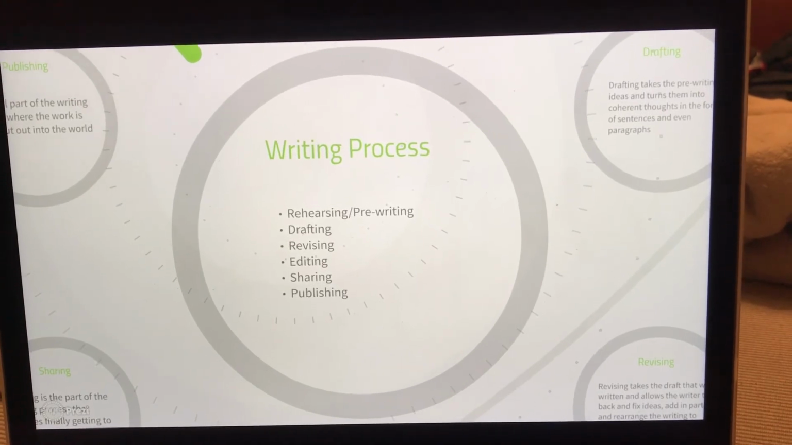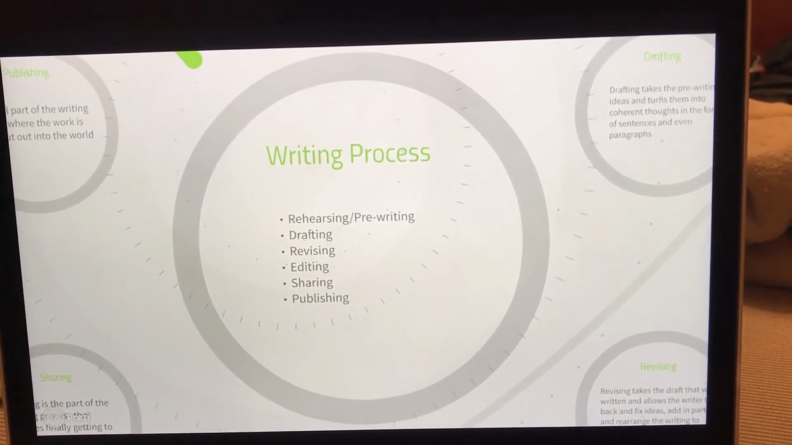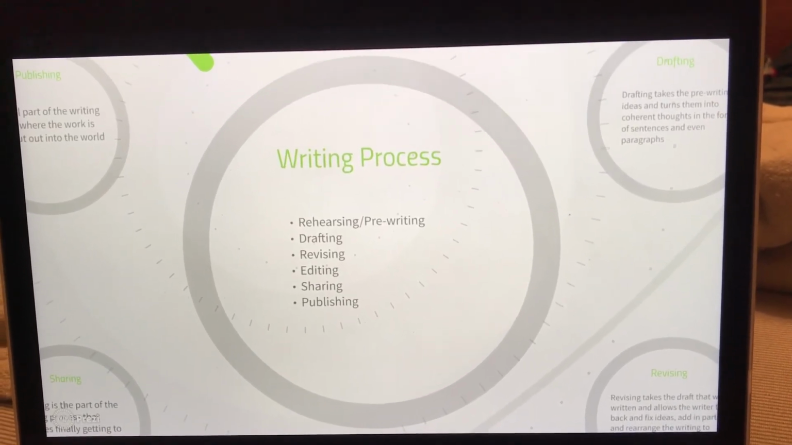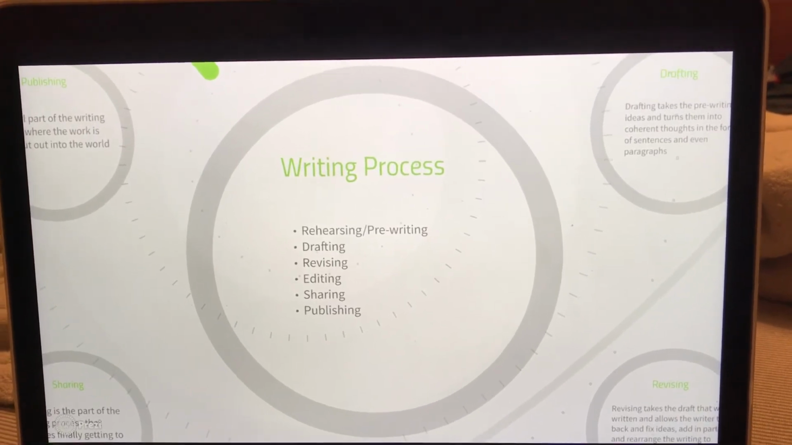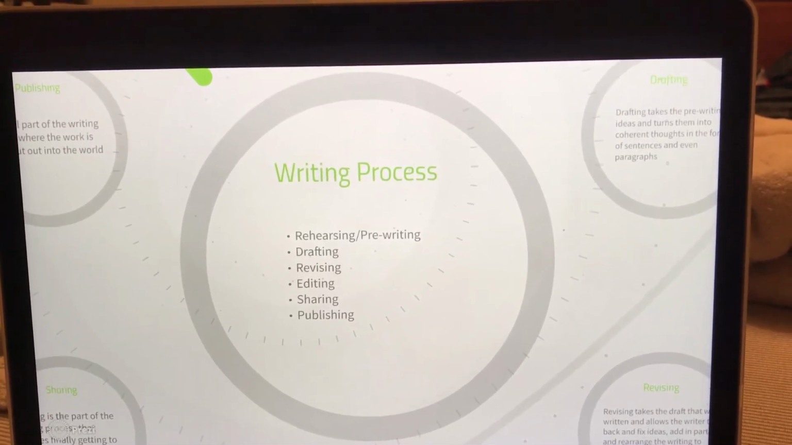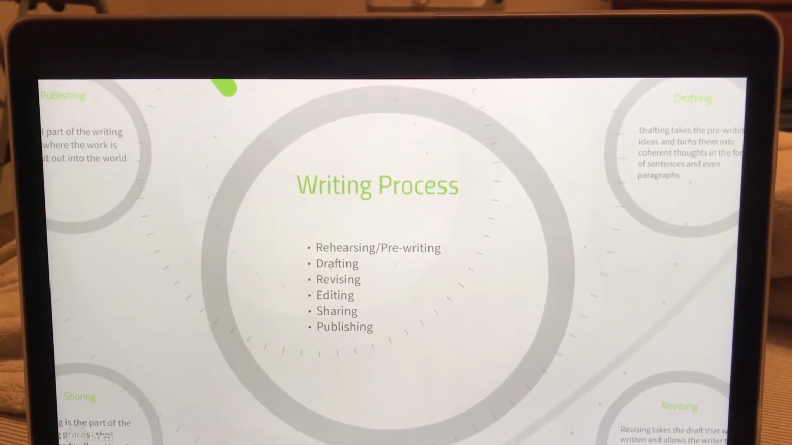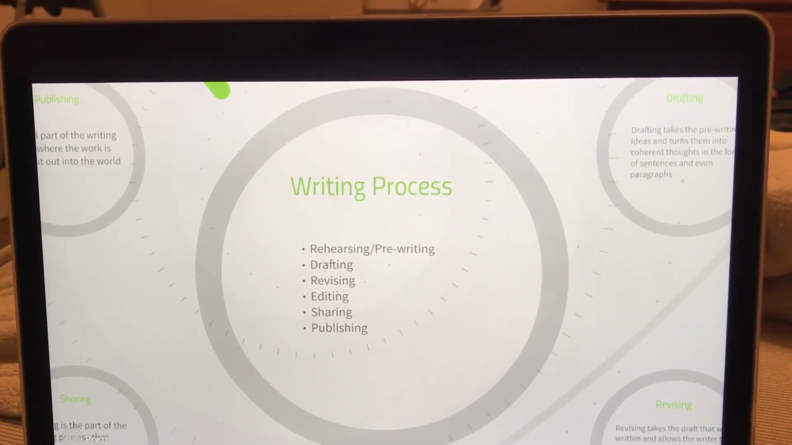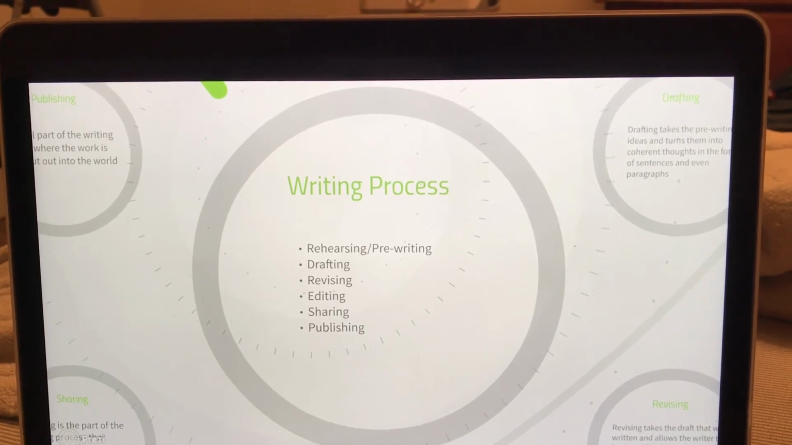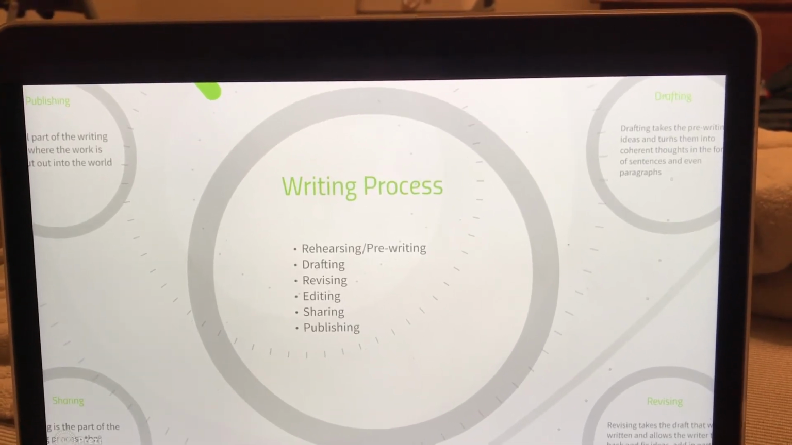Next, we have the writing process. The writing process is similar to the writer's workshop, but it's more focused on the written piece itself, while the writer's workshop is focused more on the writer and making the writer better at their craft. The writing process includes rehearsing and pre-writing, drafting, revisiting, revising, editing, sharing, and publishing.